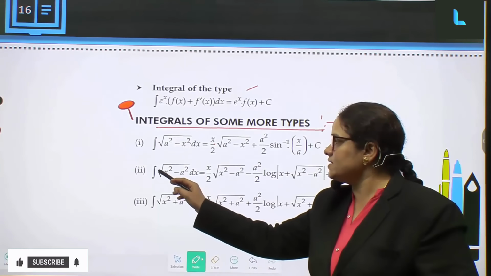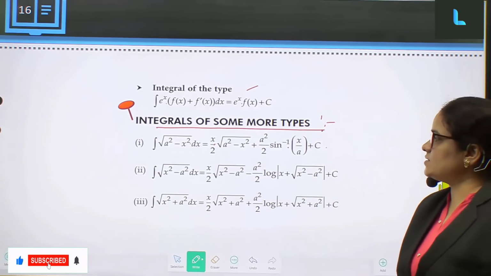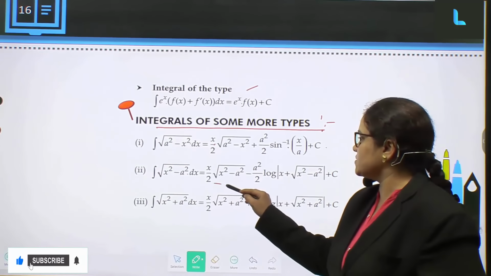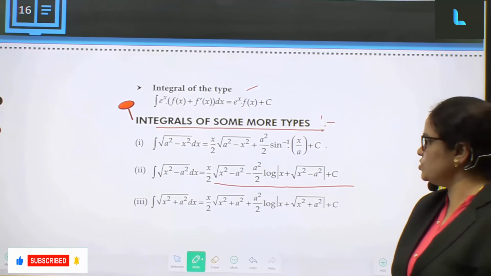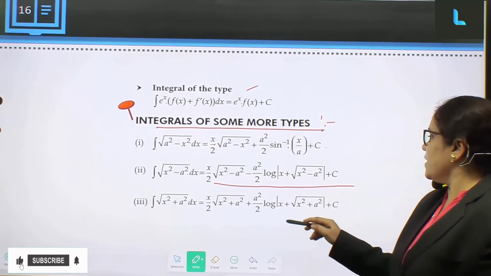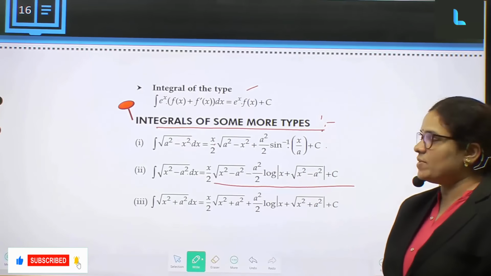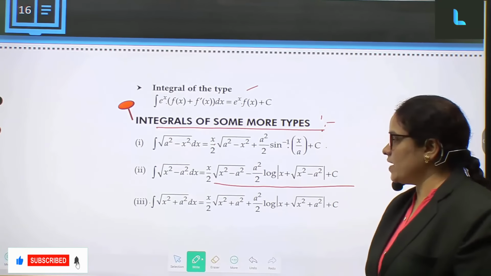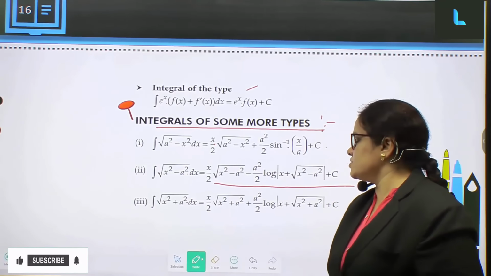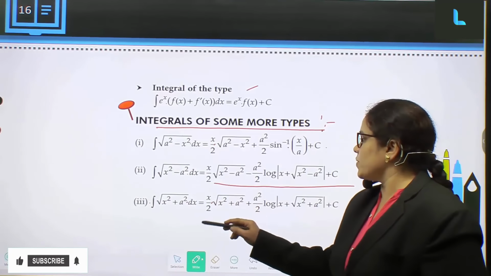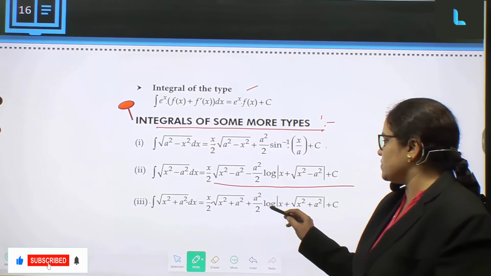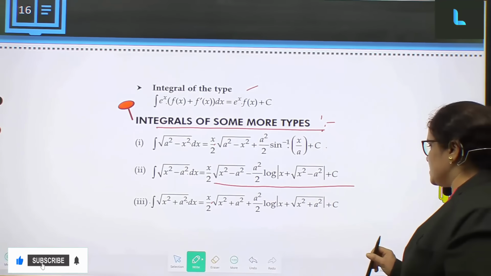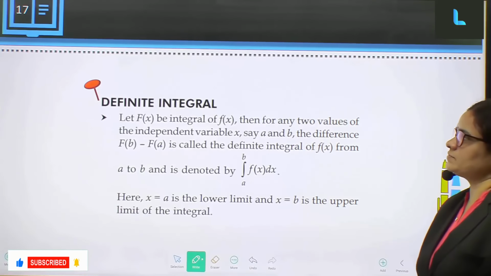And second one is integral square root x square minus a square into dx equal to x by 2 into square root x square minus a square minus a square by 2 into log mod x plus square root x square minus a square plus c. And third one is integral square root x square plus a square dx equal to x by 2 into square root x square plus a square plus a square by 2 into log mod x plus square root x square plus a square plus c.